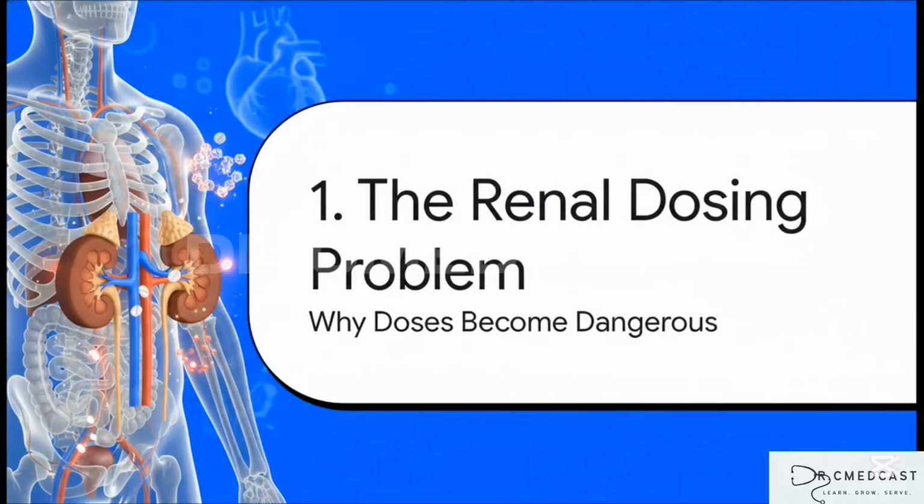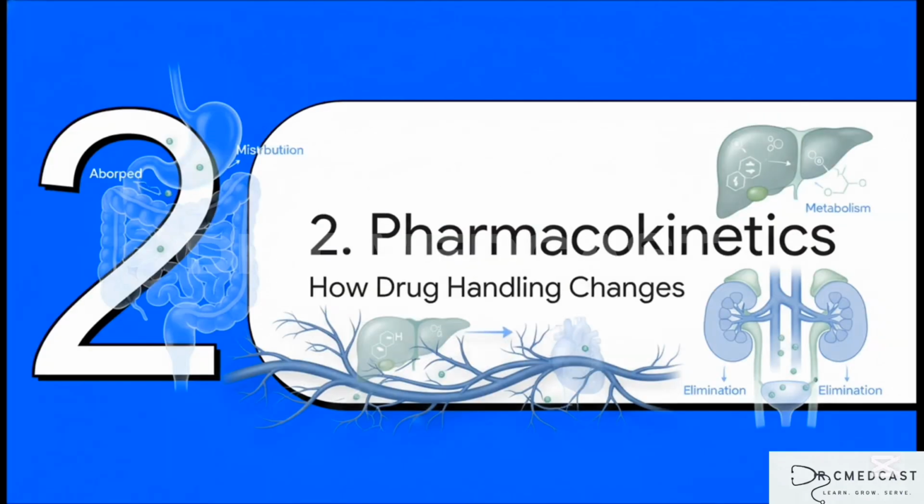All right, section 1, the renal dosing problem. At its core, it's pretty simple. When the kidneys can't do their job of clearing a drug or its byproducts, that stuff just builds up in the body. It accumulates. And that's how a perfectly normal therapeutic dose can suddenly become toxic and lead to some really serious side effects. So that leads us to the big why.